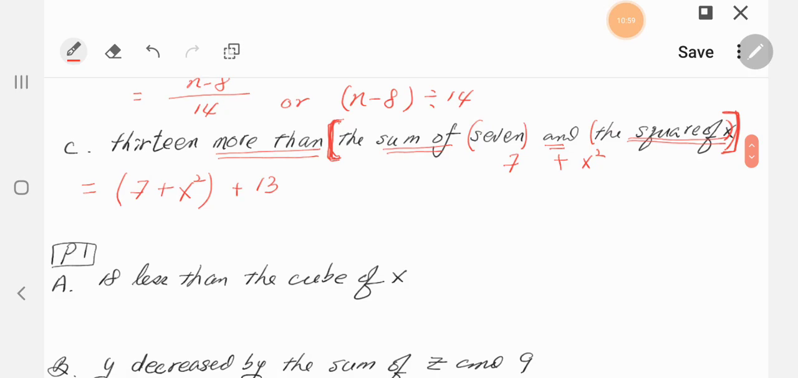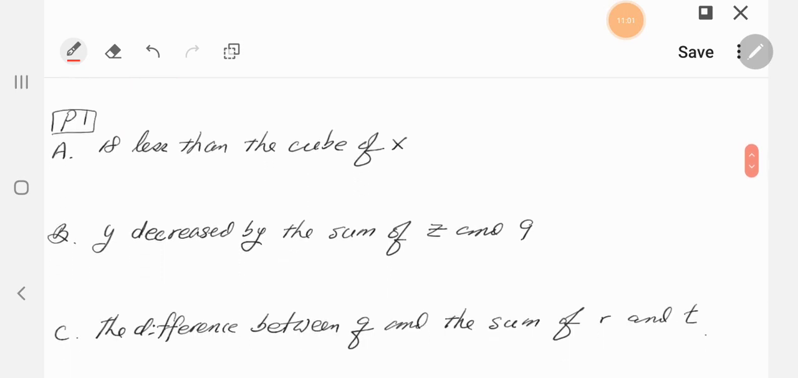All right. Problem 1. 18 less than. Okay, special case, less than. So write down the second part, the second expression, first. The second expression is the cube of x, which means x cubed, right? So the expression will be a less than b, a more than b. Write the second expression first. The second expression is x cubed. Minus, less than means minus 18.